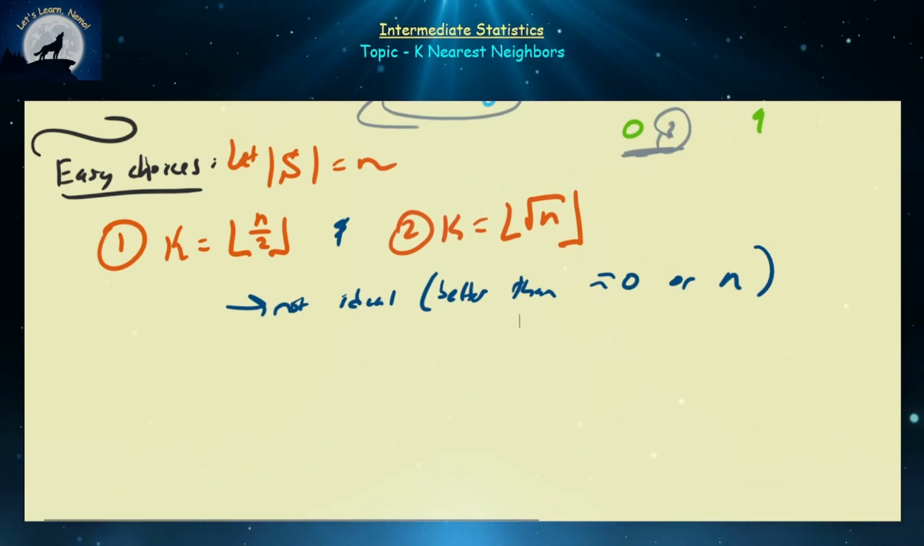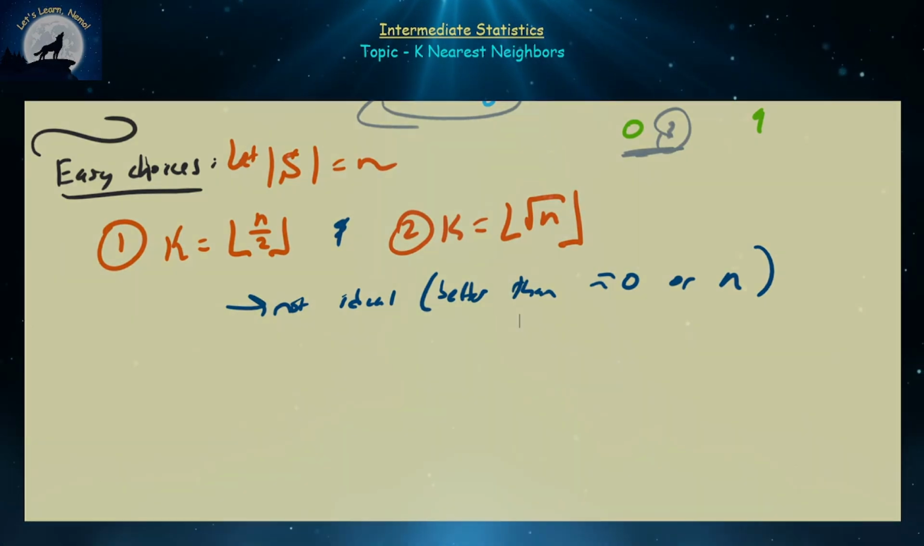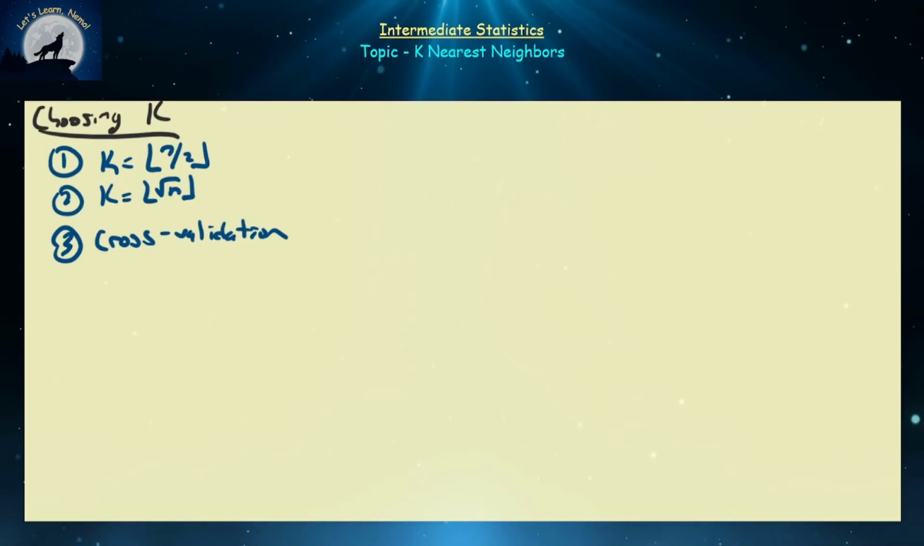But there is one other method that is a little bit more adaptive, but is of course a little bit more computationally expensive. So let's get into that and briefly explain how it is implemented. A more robust way of figuring out which value of k you should be using for a k-nearest neighbors algorithm is sometimes called cross-validation. Some people also call it k-fold cross-validation.